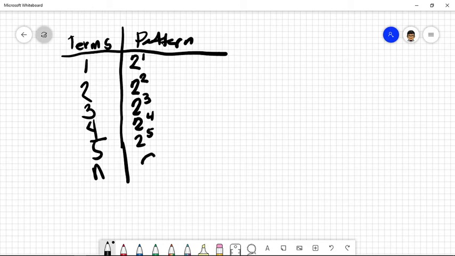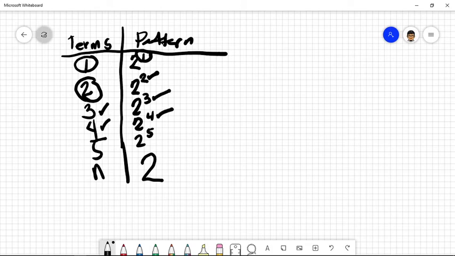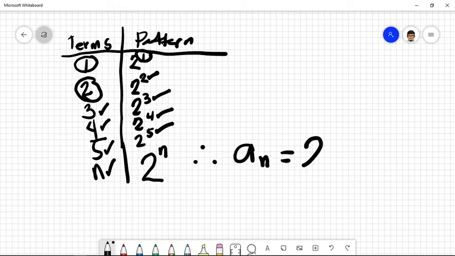Ano exponent ng 2? Pansinin natin, kung ilan yung term, yun din ang exponent. Tama? Kung ilan yung term, ilan ito? 2 terms. Ang exponent niya din ay 2. Kung 3 ang terms, 3 din ang kanyang exponent. Kung 4 ang terms, 4 din ang kanyang exponent. Kung 5 ang terms, 5 din ang exponent niya. Paano pag n ang terms? Ilan ang exponent nito? Di n din. Therefore, a sub n is equal to 2 raised to n. So, doon nakuha yung 2 raised to n.